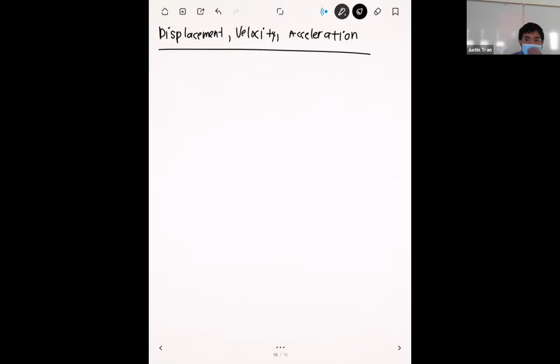And so these three quantities right here are kind of the three horsemen of kinematics, right? And so what these three have in common is that they're used to describe how an object is moving linearly. Okay?